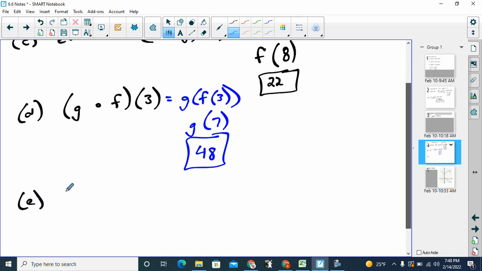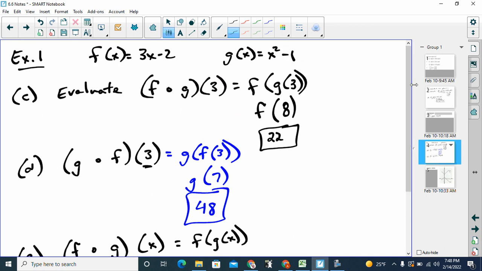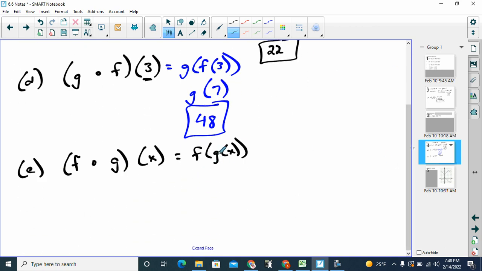Part E, just like before, sometimes we are given a number here, but sometimes we're just asked to evaluate f of g of x. Just like the other ones, I'm going to rewrite it in this form, f of g of x. I'm going to replace g of x with what it's equal to. g of x is equal to x squared minus 1. So instead of g of x, I am putting in x squared minus 1, where that g of x goes.